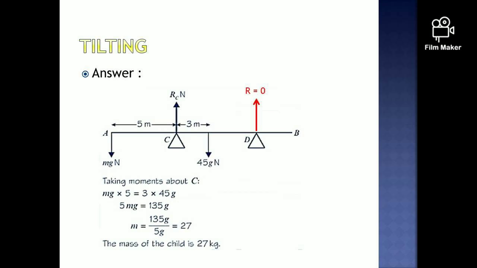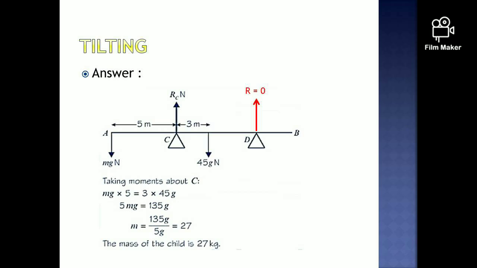That is 3 meters into 45 g. If you simplify this problem, you will understand that m is equal to 27. Therefore you can say the mass of the child is 27 kilograms. That is the answer for this question.